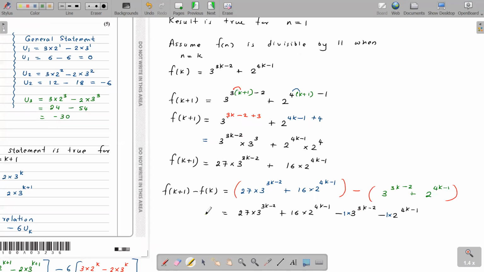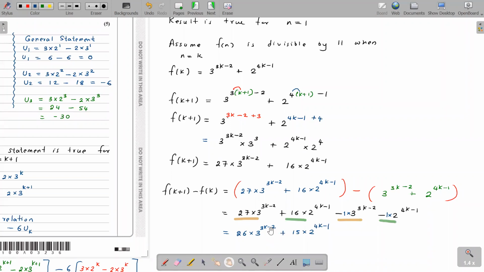Because we can simplify like terms. The whole point of making fk and fk plus 1 have the same powers is so that we can simplify. So you can see here I have 27 times 3 to the power 3k minus 2 and 1 times 3 to the power 3k minus 2 here. What happens? 27 minus 1 is 26 times 3 to the power 3k minus 2. And here 16 and 1 of 2 to the power 4k minus 1, so that gives me 16 minus 1 is 15 times 2 to the power 4k minus 1.